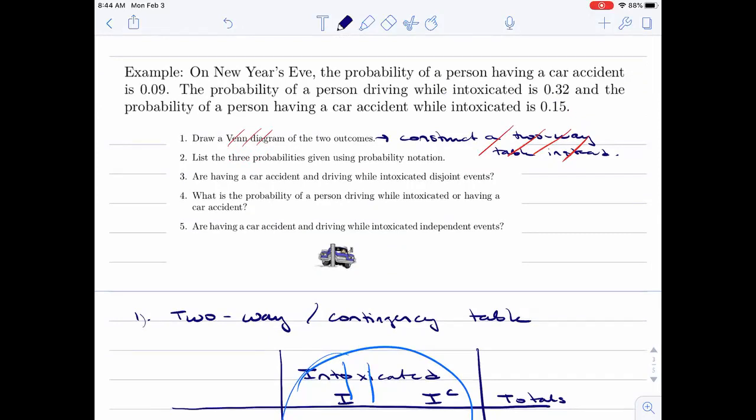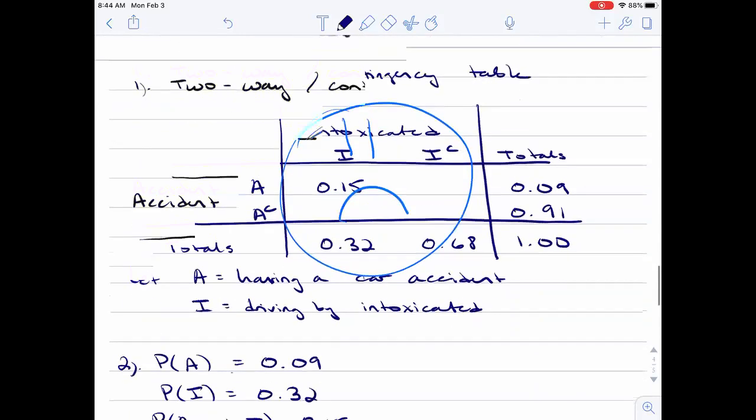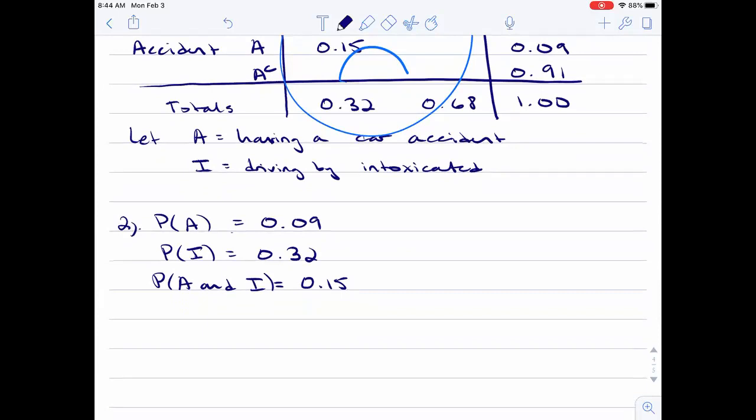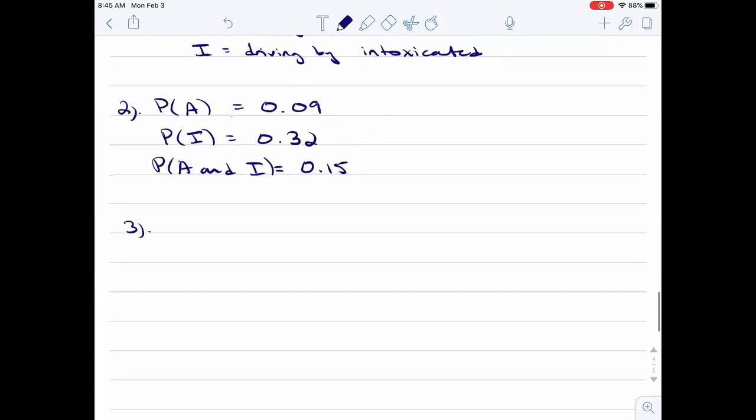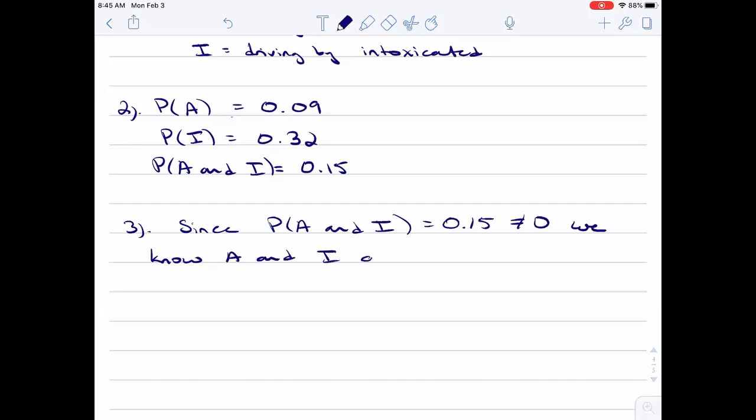Are having a car accident and driving while intoxicated disjoint events? Rather than saying obviously they can happen at the same time, so they're not disjoint, the way we're going to argue it is that because we know the probability of A and I happening together is 0.15, they can't be disjoint. Since the probability of A and I equals 0.15, which is not equal to 0, we know A and I are not disjoint. Because remember, if they're disjoint, then the probability of A and I must be 0.